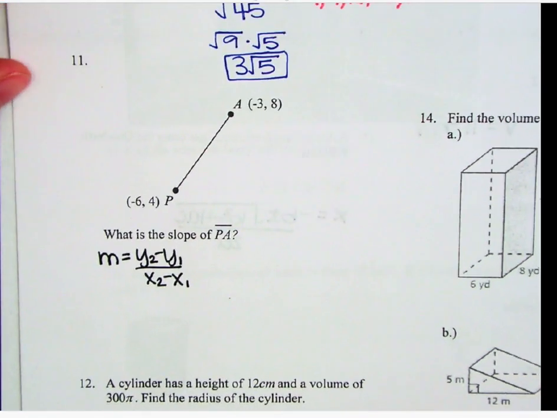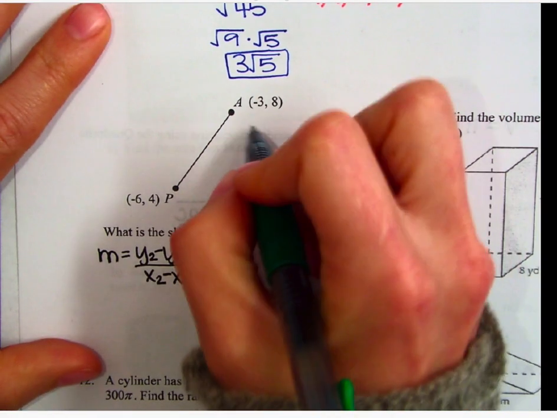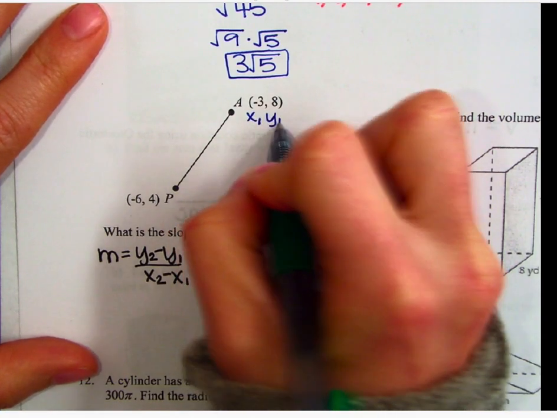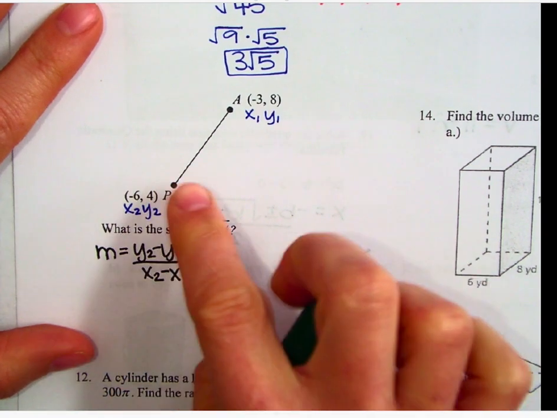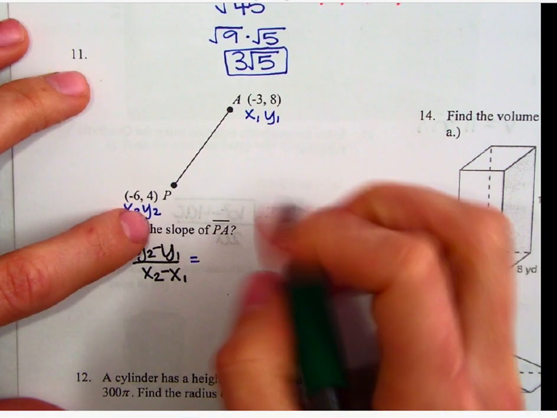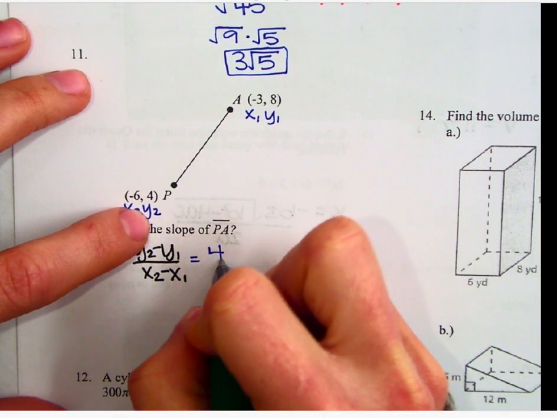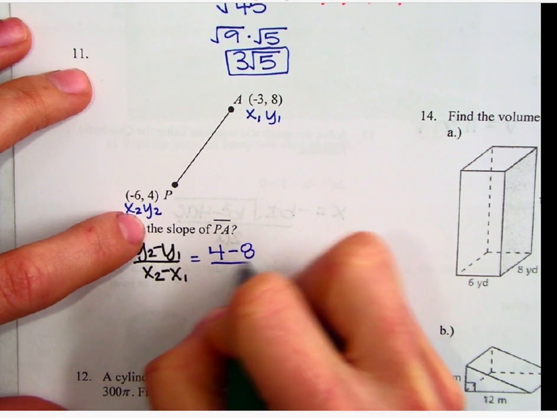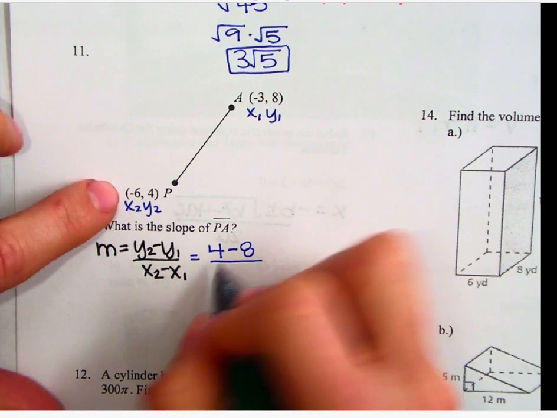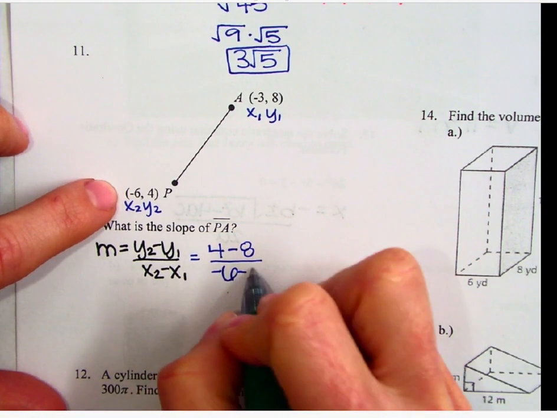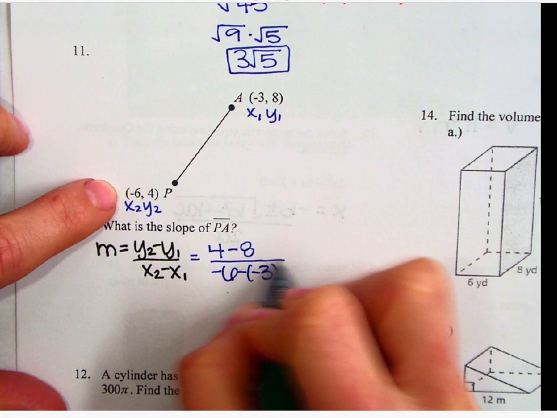Number 11 is asking us to find the slope. So I went ahead and wrote down my slope formula. Then I'm going to label the ordered pairs, and the order that we're labeling really doesn't matter. So I'm going to be able to find the rise by subtracting the y values. So 4 minus 8 for the rise, and then for the run, subtracting the x values is -2 minus -3.